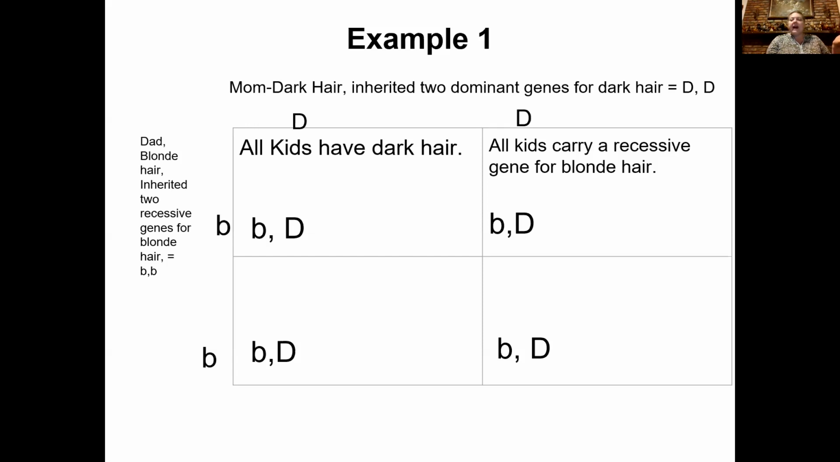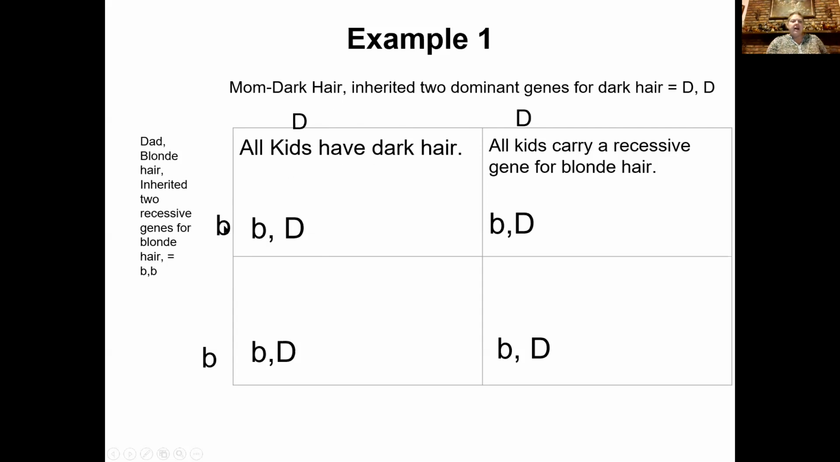So let's take a look at how this would work. Along this side, we have the 2 genes from dad. We have the 2 blonde genes right here, recessive, blonde. That's why they're lowercase. I'm putting recessive genes, recessive alleles, as lowercase. Mom has dark hair, and she has these 2, these are the 2 genes that she inherited.